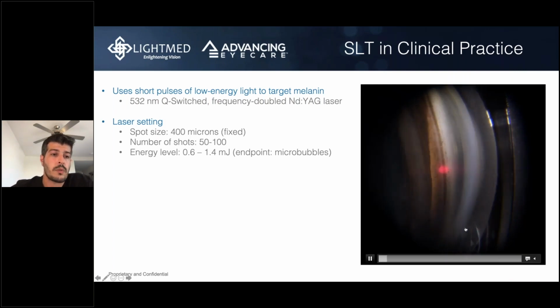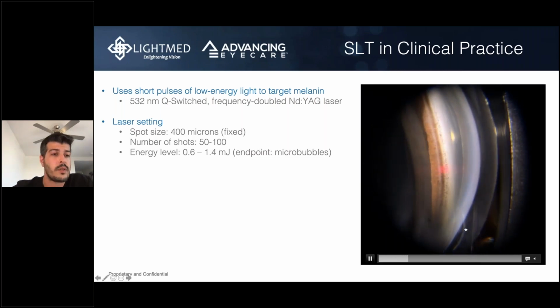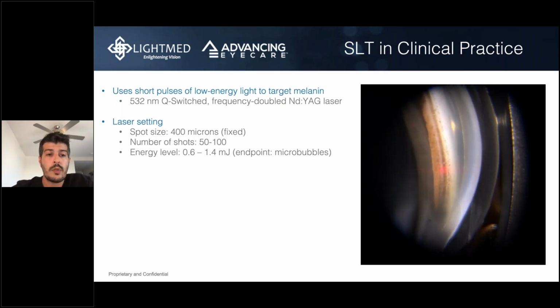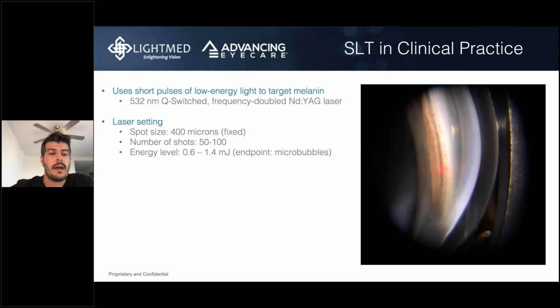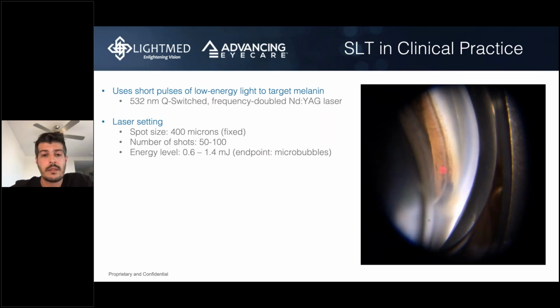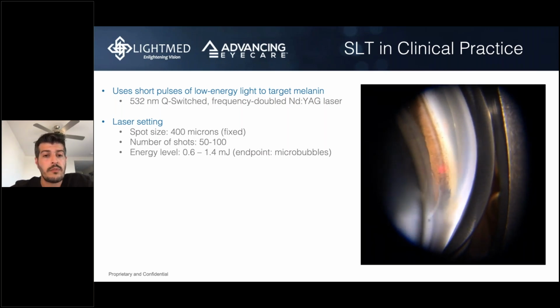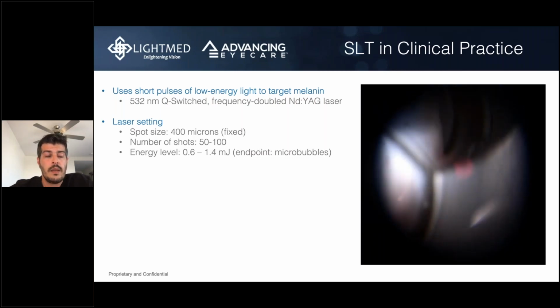Now SLT uses short pulses of low energy, specifically, for all my engineering friends, a 532 nanometer Q-switched, frequency-doubled Nd:YAG laser. And there are a few things you can control. The one that you cannot control is the spot size. For every SLT machine that I'm aware of in the world, the spot size is 400 microns.